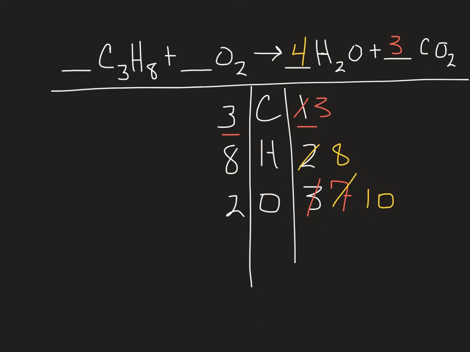Now you can finish it off. Finishing it off is super easy. All you need to do is change oxygen to 5, because 5 times 2 gives you 10. That doesn't change anything else. I can see that the whole equation is now balanced.